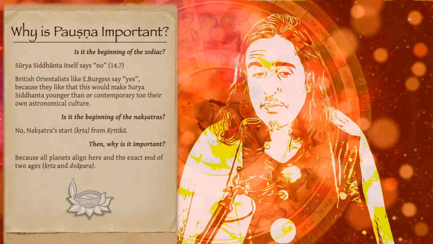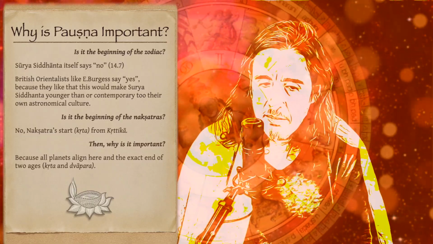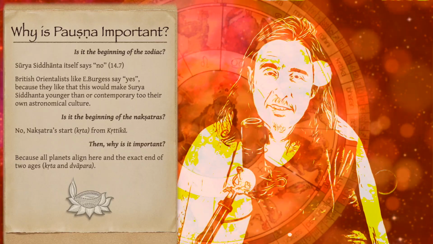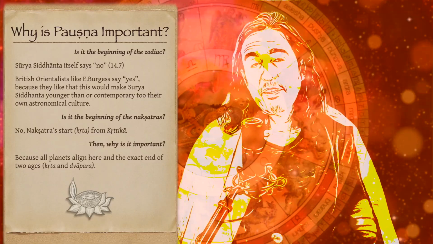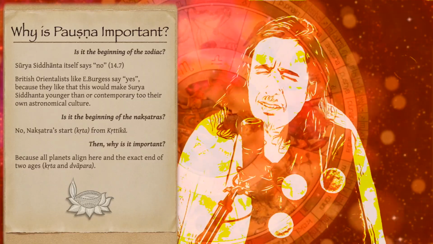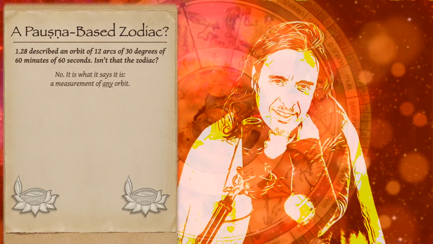Again, really, it's just very, very simple why. The text itself says why. It's because all the planets align here. That's unique. Now, someone might say, but the next text after that, 128, says you got 12 arcs of 30 degrees of 60 minutes of 60 seconds. That's the zodiac, isn't it? So again, no, that's not the zodiac.